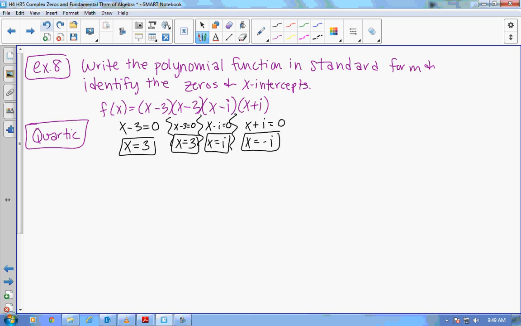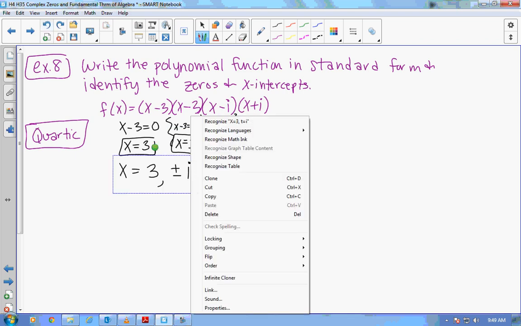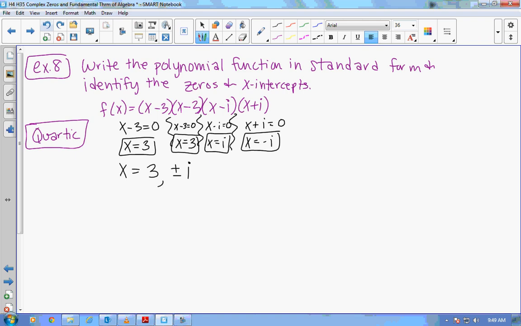Okay, do you see anything interesting about those roots? Two of them are the same, 3 and 3. That's called a repeated root. Two of them are the same. So our roots are x equals 3, and we have plus and minus i. But we have what's called a multiplicity. This is a repeated one. How many times is it repeated? 2. So we call it multiplicity of 2.